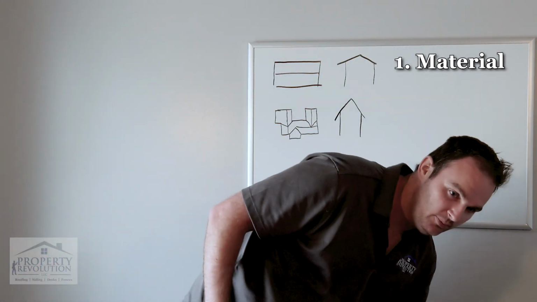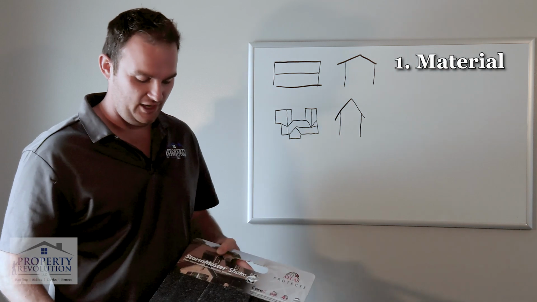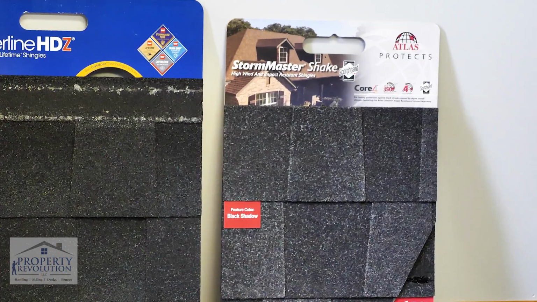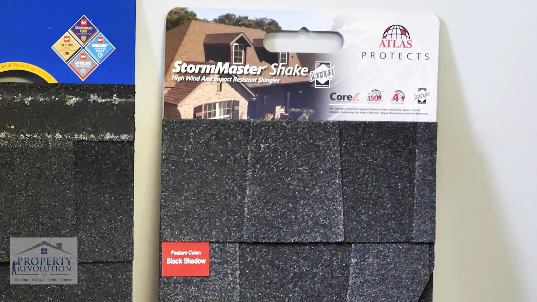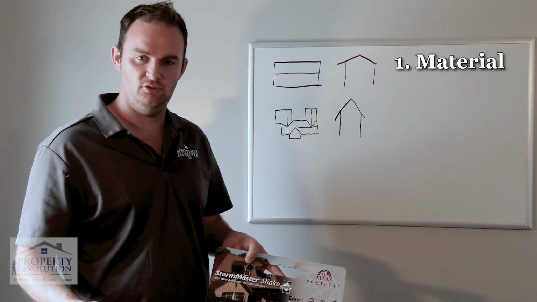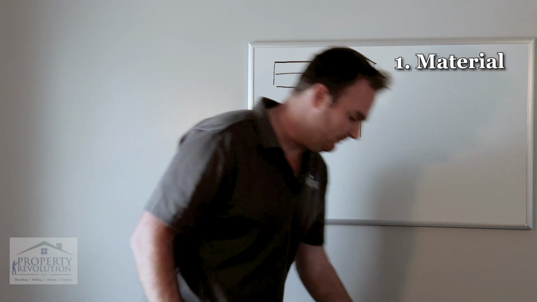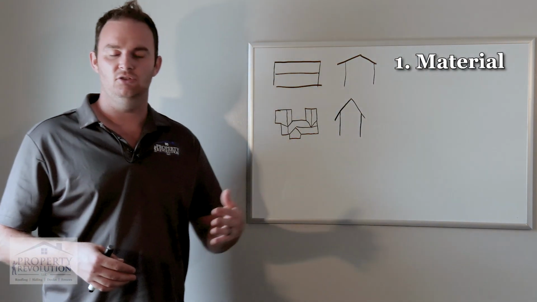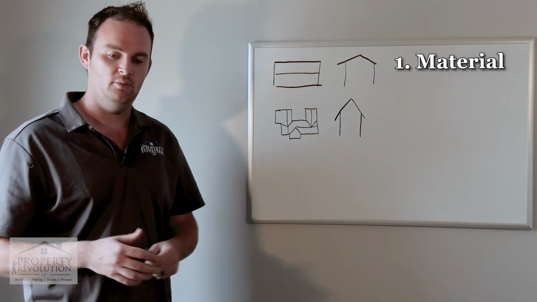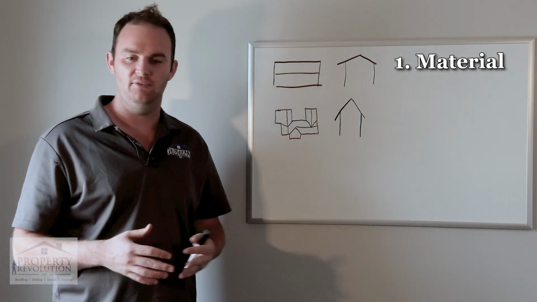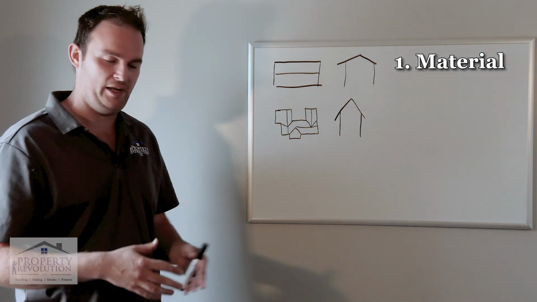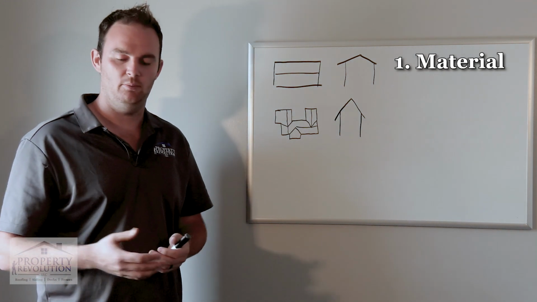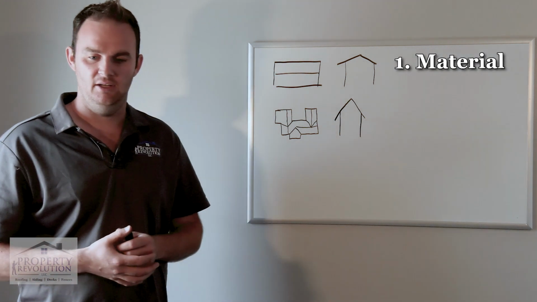There's also different upgraded shingles with different performance factors. Atlas has the Stormmaster Shake, a little bit more of an investment than the HDZ, but there's some pros to the shingle. And then from there, there's designer shingles. And then there's also metal. So the material that you pick for your roof definitely influences the cost, and there's quite a range in those, and we'll talk a little bit more about that here in just a minute.